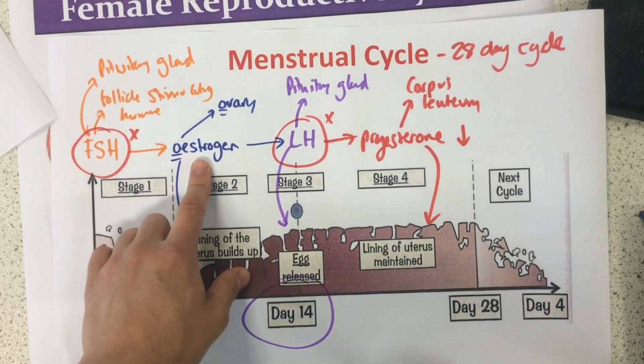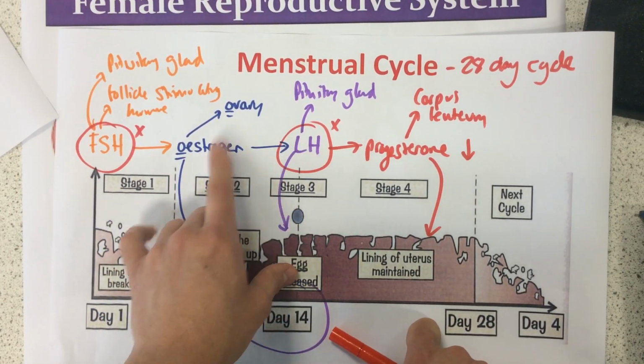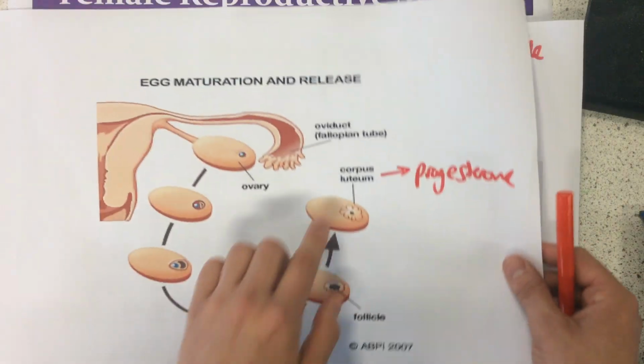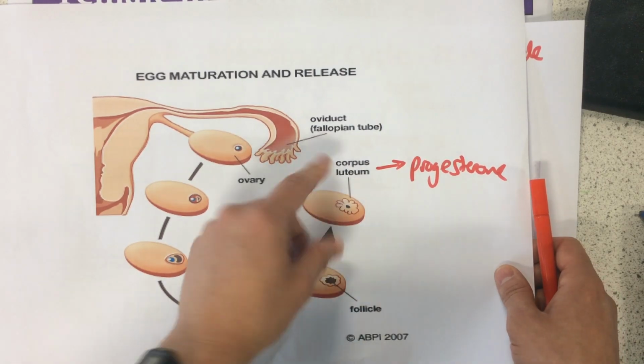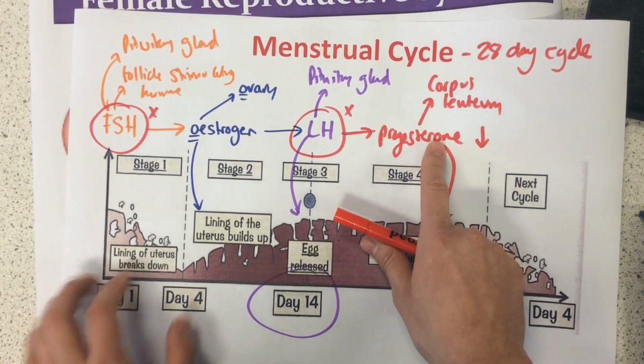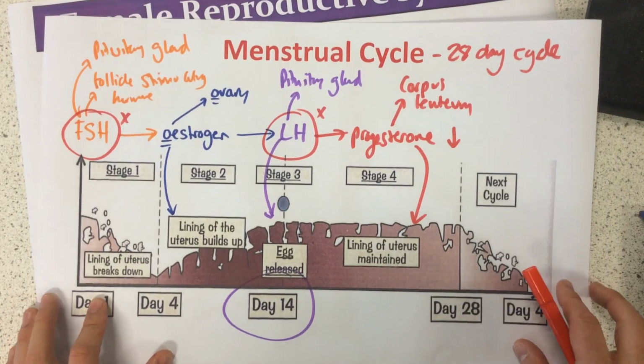Finally, estrogen is stimulated by FSH. LH is stimulated by estrogen. Progesterone is released from the corpus luteum, which only exists once ovulation has occurred. And progesterone inhibits LH and it inhibits FSH as well.